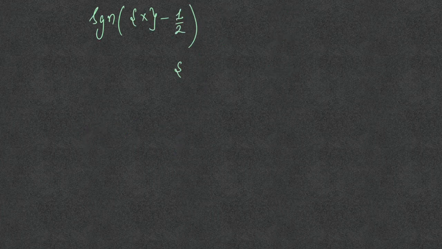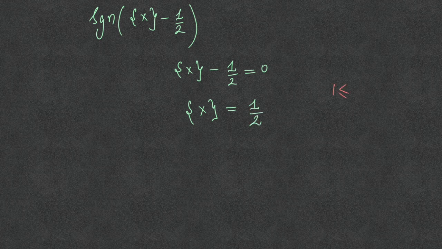Let's check when the input of the signum becomes 0. So from here, the fractional part of x becomes half, and x lies between 1 and 3. So we can say for x equal to 3 by 2 and 5 by 2, the fractional part becomes 1 by 2.